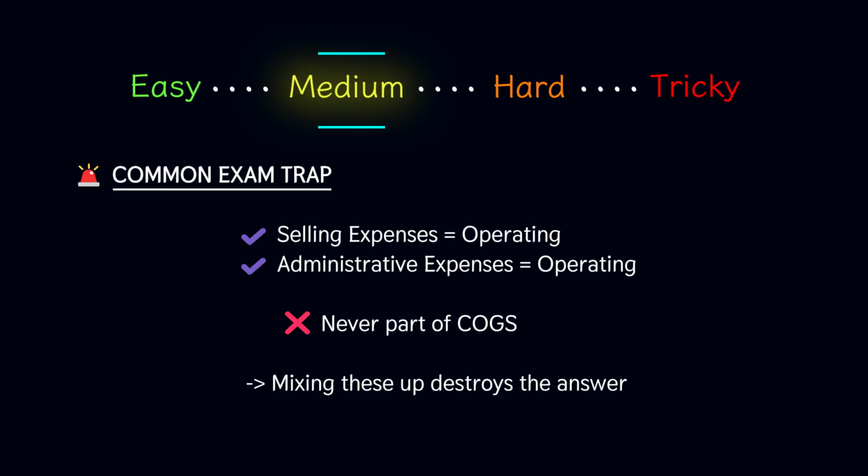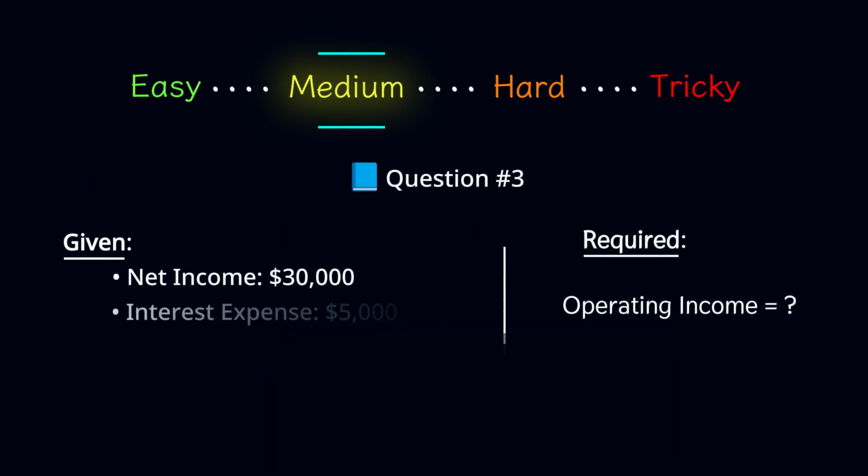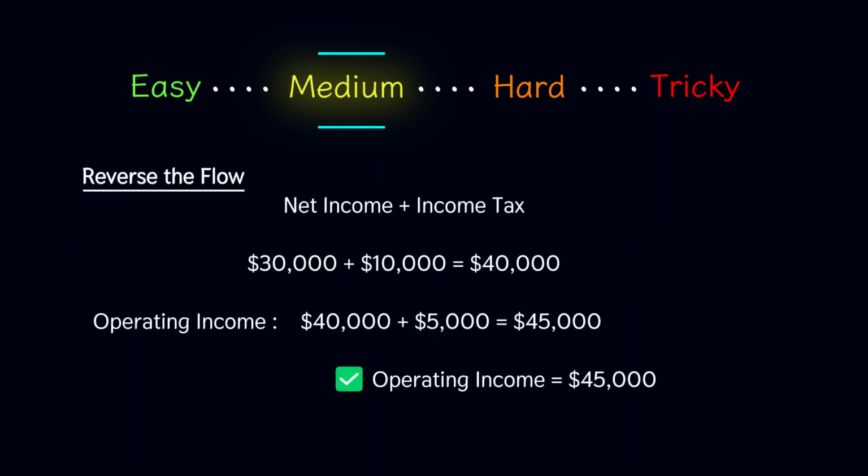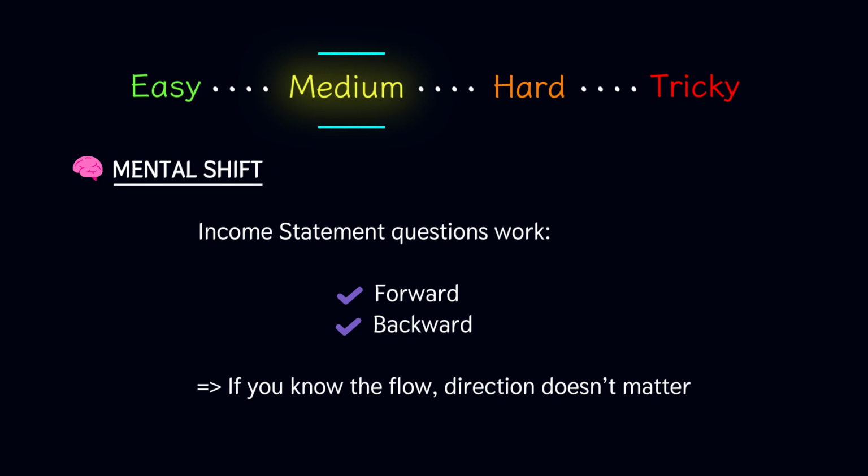Let's finish with one confidence builder. Question 4. A company reports net income of $30,000. Interest expense was $5,000. Income tax expense was $10,000. The question asks, what was operating income? We reverse the flow. Start with net income. Add back income tax expense. 30,000 plus 10,000 equals 40,000. Now add back interest expense. 40,000 plus 5,000 equals $45,000. That is operating income. Here's the mindset shift. Income statement questions work forward and backward. If you understand the flow, direction doesn't matter.